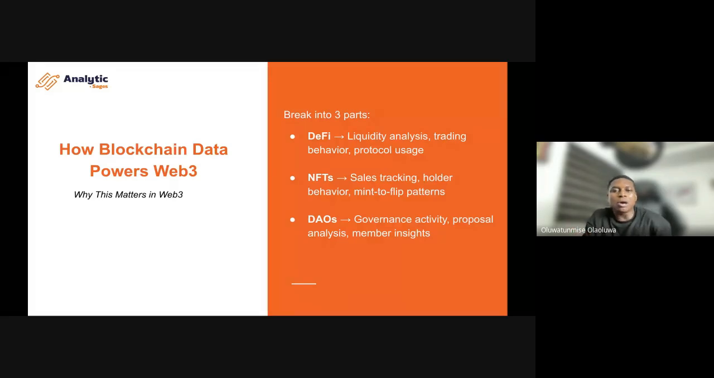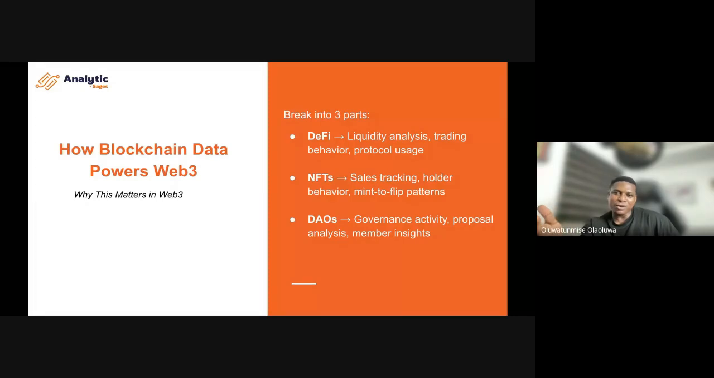Okay. Now we have what we call trading behavior. With trading behavior, you can analyze how traders are actually trading. Are they holding more of Solana, or more of Ethereum? Are they holding more of Aptos token? More of meme tokens? More of AI tokens? This is trading behavior. Then we have what we call protocol usage. Now, with protocol usage, you can do what we call user behavior analysis.